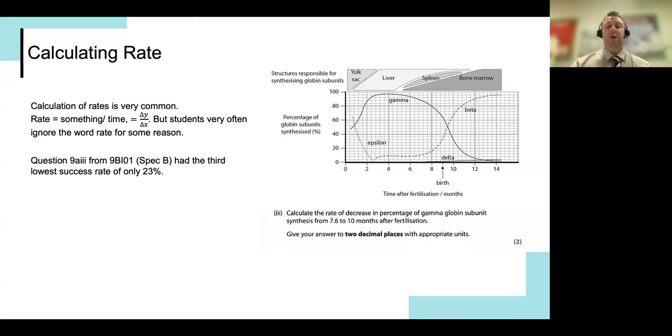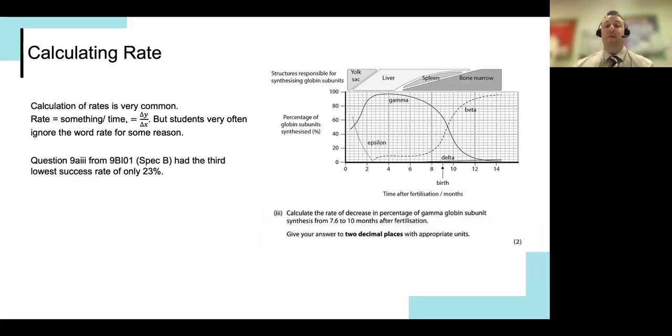In this particular question, there's a couple of things for students to focus on. We're looking for a calculation of the rate of decrease in percentage of gamma. So really, the first thing that's highlighted here is we're only focusing on the gamma globin subunit. We're focusing on a time period of between 7.6 and 10 months. So again, the student must be able to look at this particular graph, and they must be able to understand the reading of the x-axis and the scale of the x-axis for the time after fertilization in months. And then the next thing that they must do is they must not ignore that last bit.